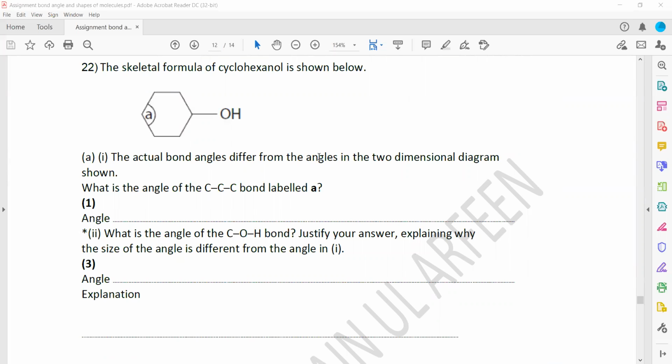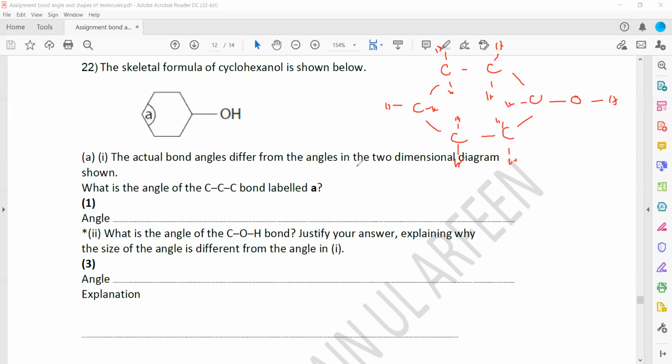The skeletal formula of cyclohexanol is shown. A skeletal formula represents the carbon chain only, but when we draw the full structure of this cyclohexanol, this carbon will have two hydrogens, this will have one hydrogen, and each of the remaining four carbons will have two hydrogens.